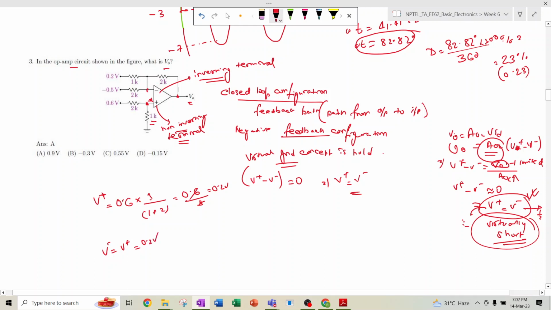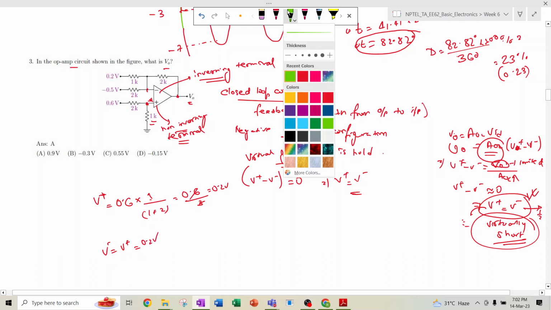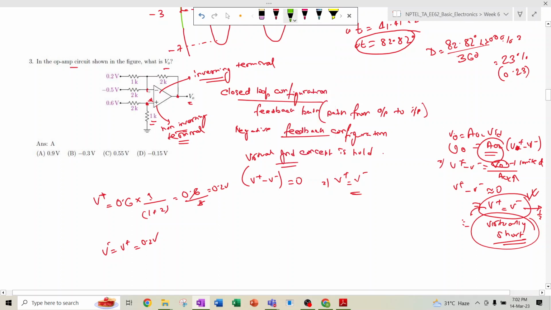So V minus will also be 0.2 volt. So this terminal is 0.2 volt and this terminal is also 0.2 volt. So current I1 is equal to 0. No current will flow through this terminal, because on both sides the potentials are the same. So the only current will flow through this, the I2 current through this 2k.